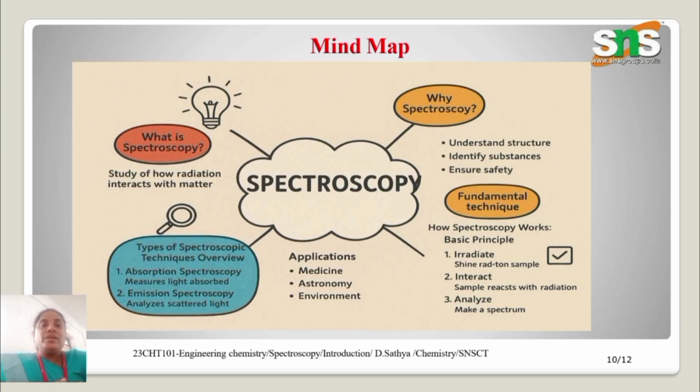So spectroscopy is used to study how radiation interacts with matter, understand the structure, identify the substance and ensure safety. We have discussed the different types of spectroscopic techniques: absorption, emission and scattering spectroscopy, and also the fundamental technique, how spectroscopy works, the basic principle, and the applications where spectroscopy is applied in medicine, astronomy and environmental science.